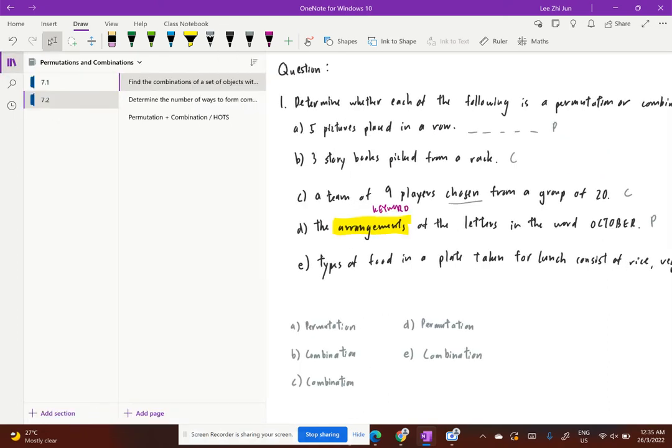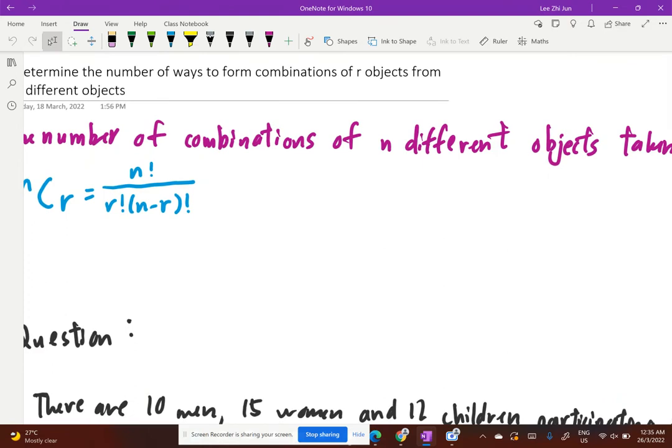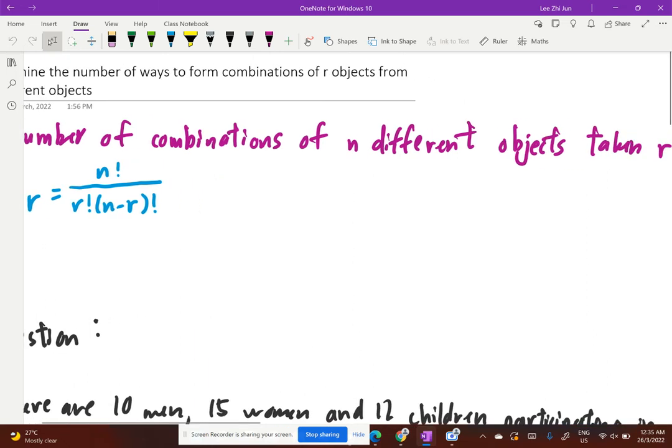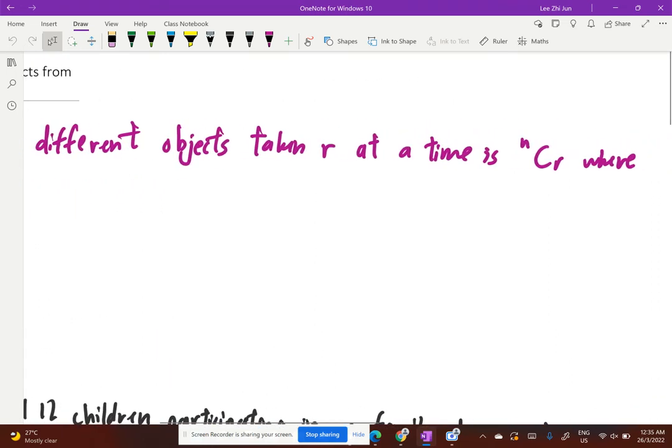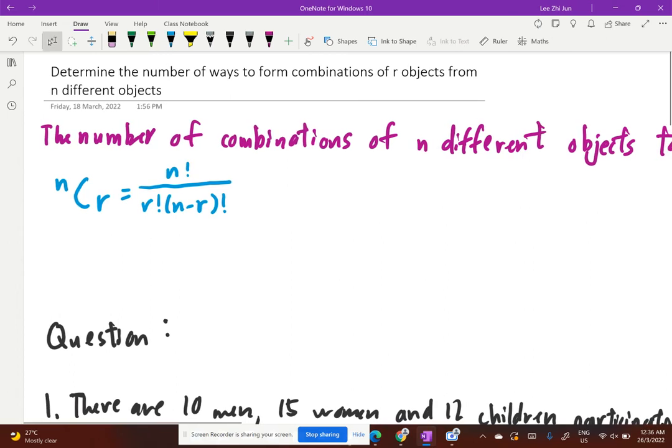Okay, so determine the number of ways to form combinations of R objects from n different objects. The number of combinations of n different objects taken R at a time, where R is smaller than or equal to n, R will not be bigger than n, will be nCr, where nCr equals n factorial divided by R factorial times n minus R factorial.